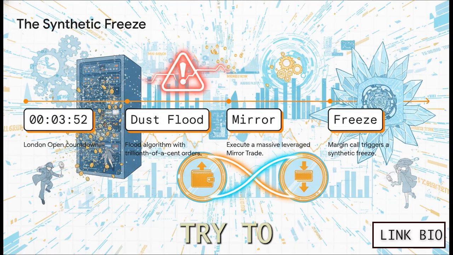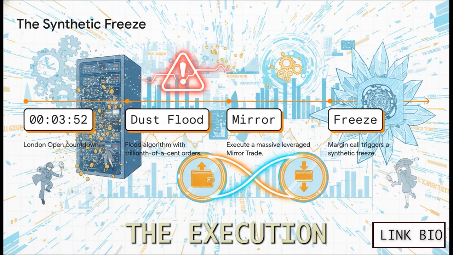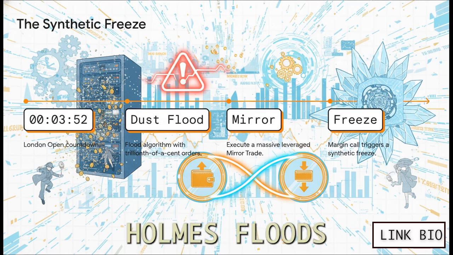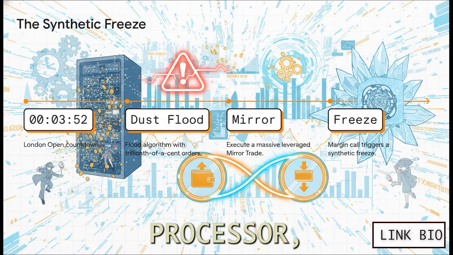But Holmes doesn't even try to outmuscle Adler's raw volume. Instead, he hacks the execution mechanism itself. Right as the London market opens, Holmes floods Adler's algorithm with these trillionth of a cent dust orders, which completely clogs the processor. And then, boom, he drops the hammer.